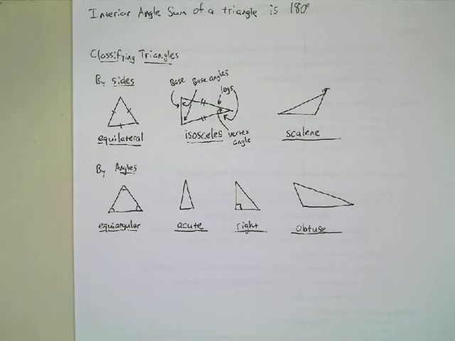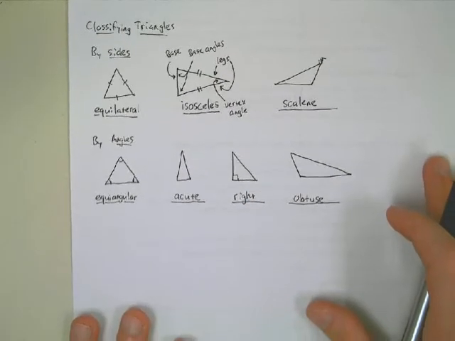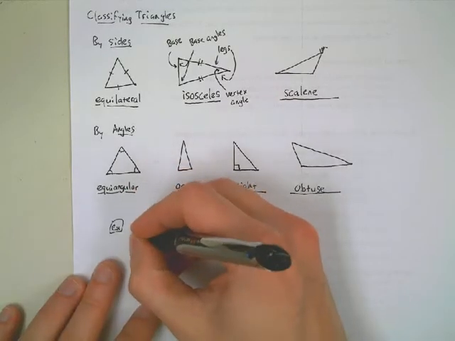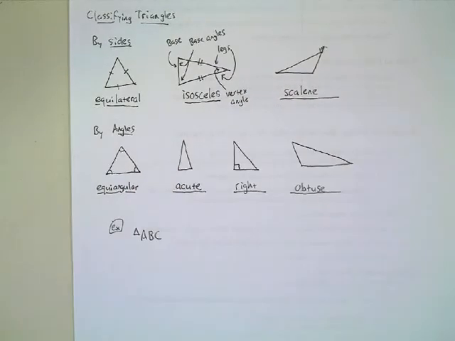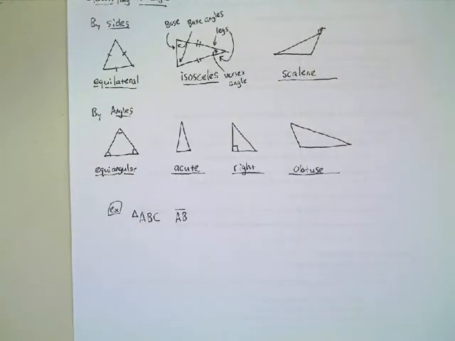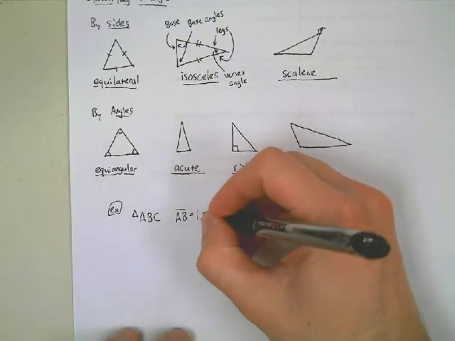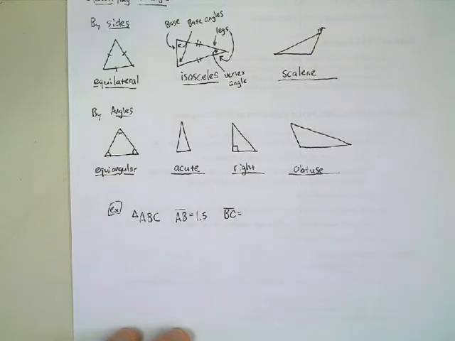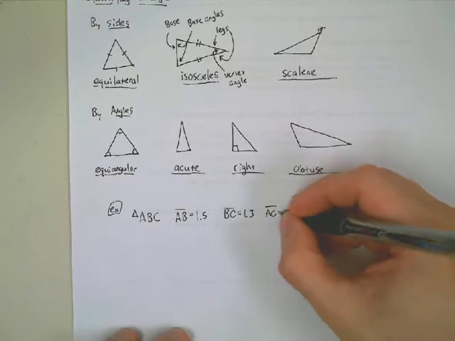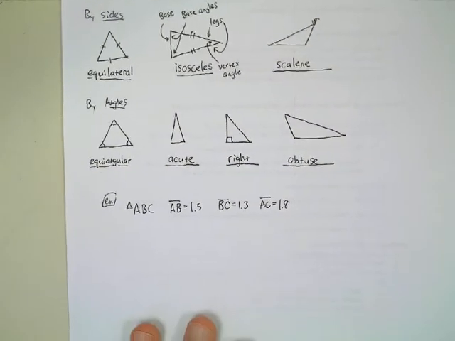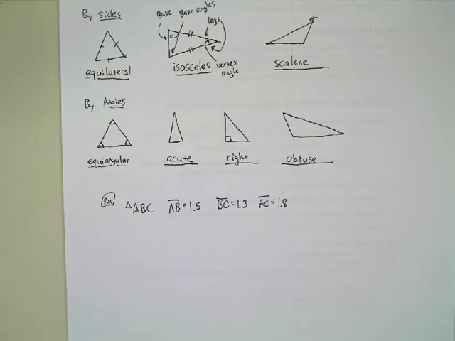Okay. So just a quick example here. Let's say we have triangle ABC, and let's say that side AB has a length of 1.5. Let's say side BC has a length of 1.3. And let's say side AC has a length of 1.8. Okay, so we don't even have a picture of this triangle. No picture, but we have some side lengths.